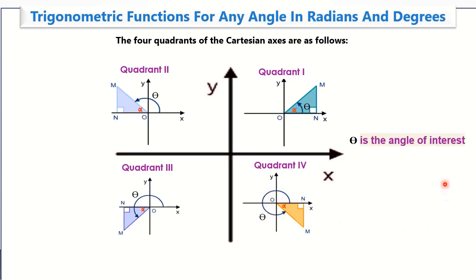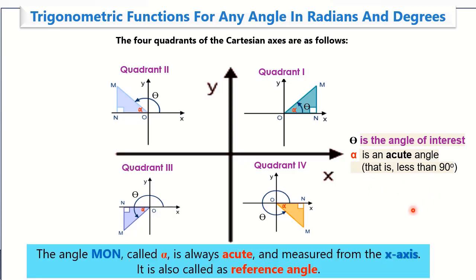So we notice that theta is the angle of interest that we are going to find, and alpha is an acute angle that is less than 90 degrees. The acute angle alpha, which is measured from the x-axis, is also called the reference angle. We are going to use the concept of reference angles to evaluate the trigonometric functions for any angles. Before we proceed, let me show you how to find the reference angle alpha in any quadrant.